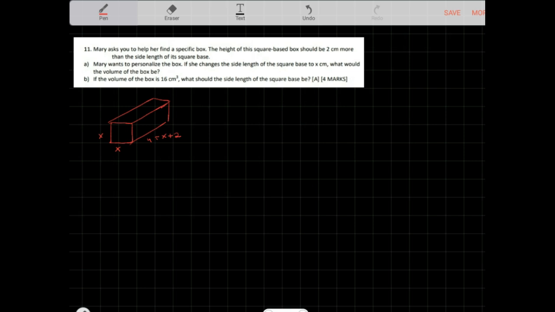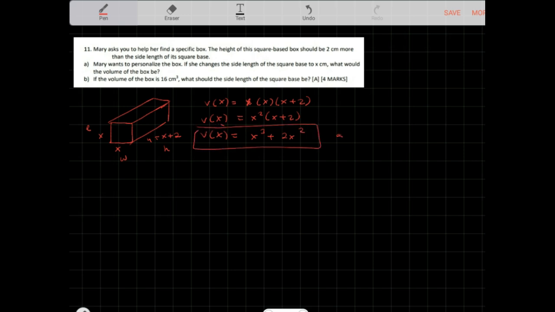So the volume of the box, therefore, as a function of x, should be length times width times height, right? So this is the length, width, this is the height. So it's x times x times x plus 2. This gives me x squared times x plus 2, right? V of x is x cubed plus 2x squared. Okay, so this is the volume of the box. So this is part A.